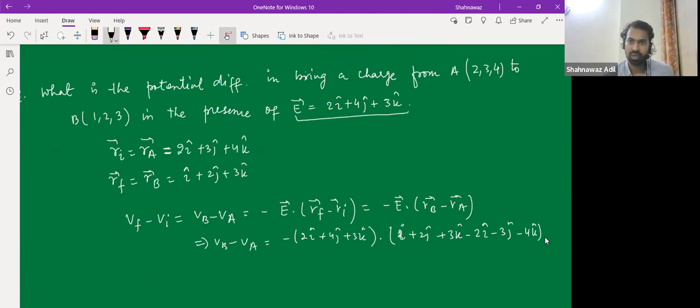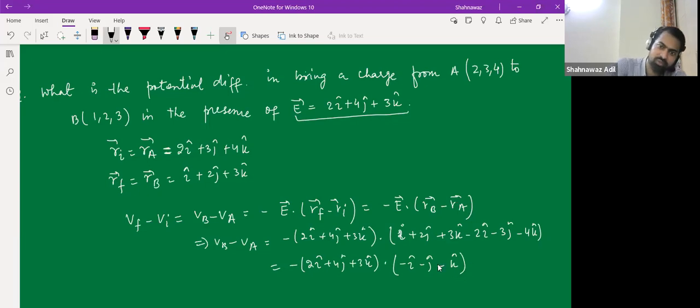Yeah, so you guys please calculate and tell me the answer. Let me write this even further. So (2I + 4J + 3K) dot (I minus I), so minus I, 2J minus J minus K. So you guys tell me what is the answer.